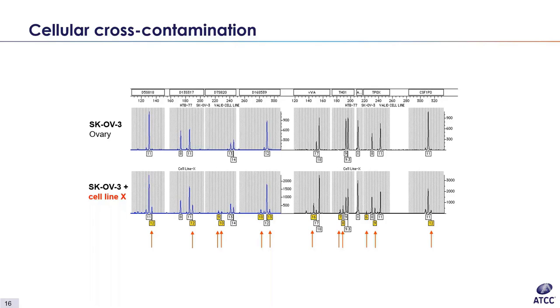Also, the peaks are much further out than what you would see in stutter, which happens when the polymerase loses its place when copying a strand of DNA, usually slipping forwards or backwards by four base pairs. So what you expect to see is that stutter peaks typically hug the correct peak. So I've shown you what cellular cross-contamination looks like.